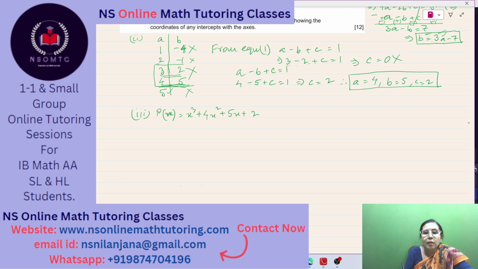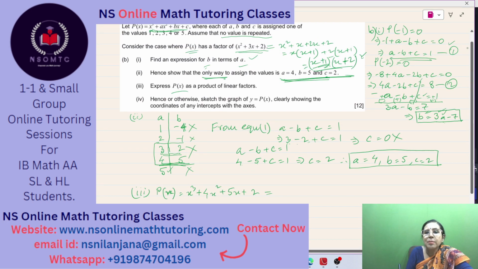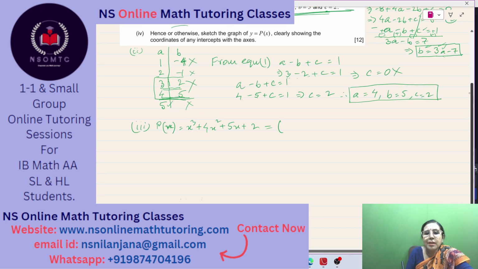And this will be having 3 linear factors. The first two were x plus 1 and x plus 2. So let me write this as x plus k, x plus 1, and x plus 2. And we have to find the value of k.